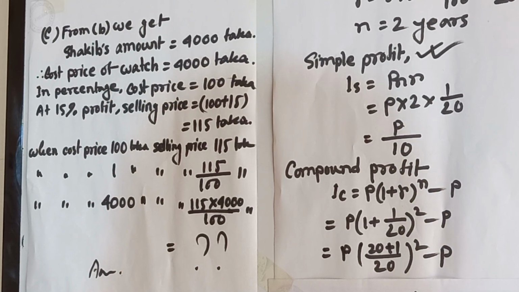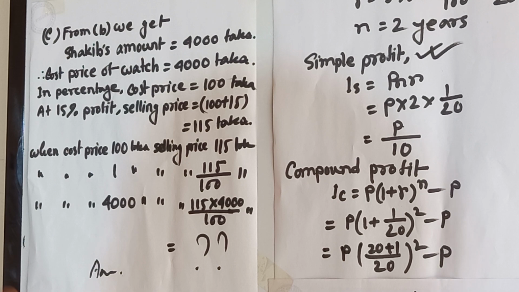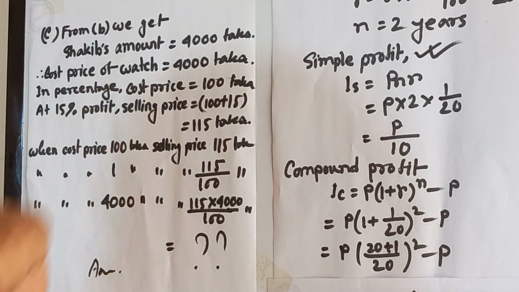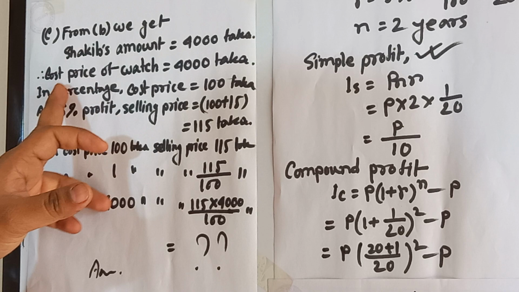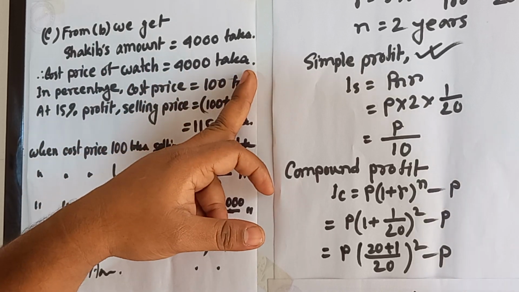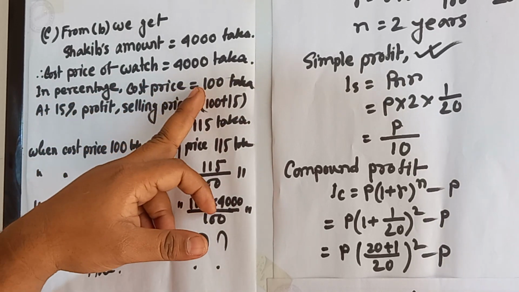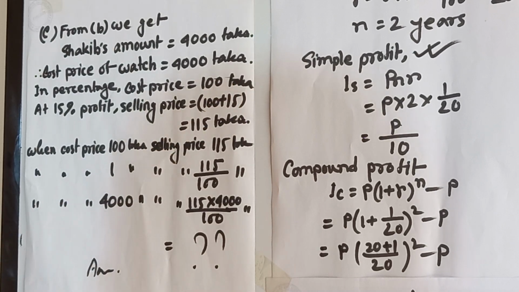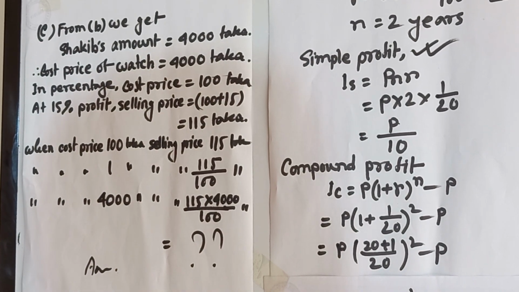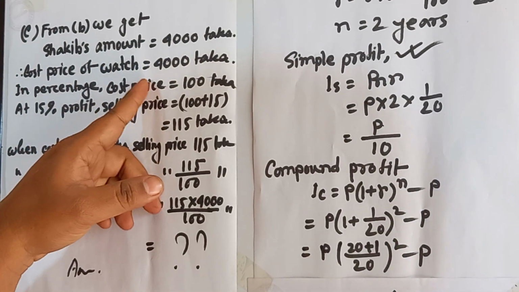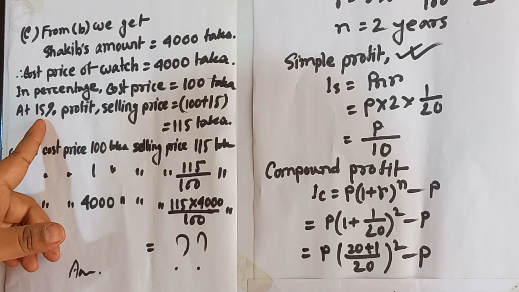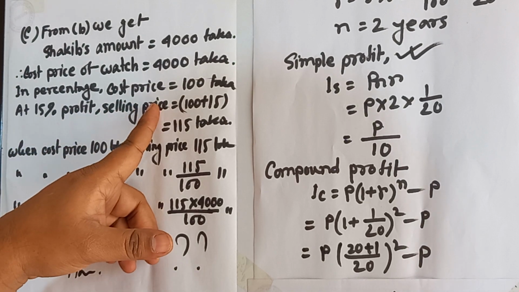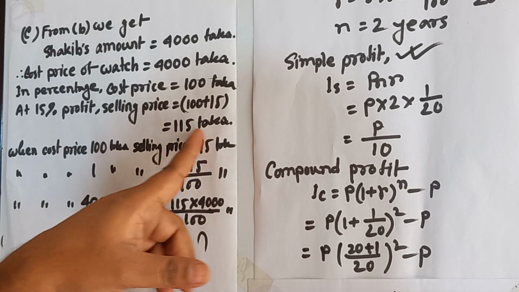So in order to gain 15% profit, what will be the selling price? That will be the question. From B we get Shakib's amount, 4000 taka, cost price equals 4000 taka. In percentage, cost price equals 100 taka. My dear student, we know when we consider percentage, then the cost price must be 100. So cost price was 100 taka at 15% profit. When we get 15% profit, then selling price will be 100 plus 15, so 115 taka.